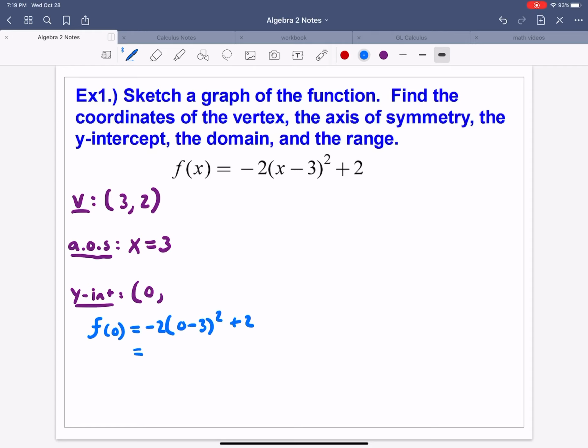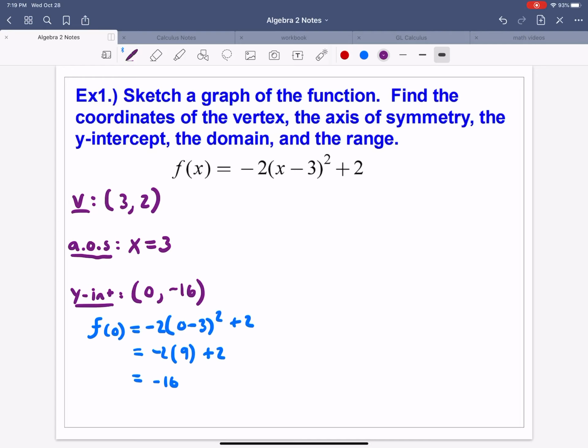So we've got 0 minus 3 is negative 3. Negative 3 squared is 9. So negative 2 times 9 is negative 18. Negative 18 plus 2 is negative 16. So my y-intercept is at (0, -16).